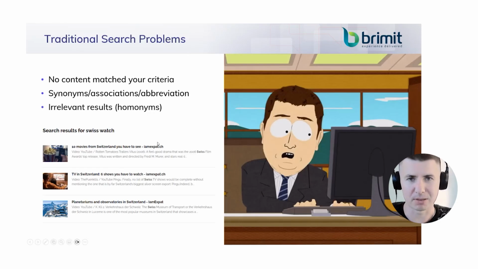The third problem is homonyms. Sometimes search engines find information that contains the keywords, but these results are not relevant because the meaning of these words is different. When I ask for Swiss watch, I mean a wristwatch of a certain brand, but I receive some information about movies in Switzerland.